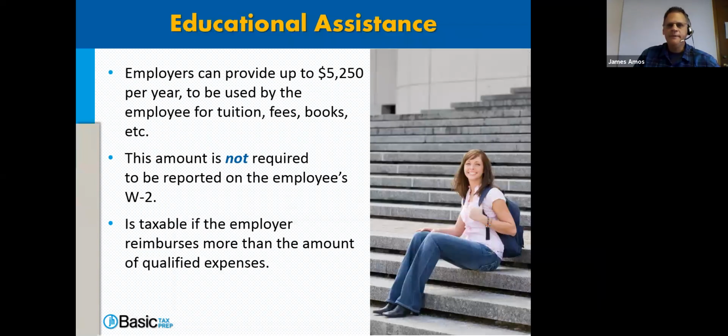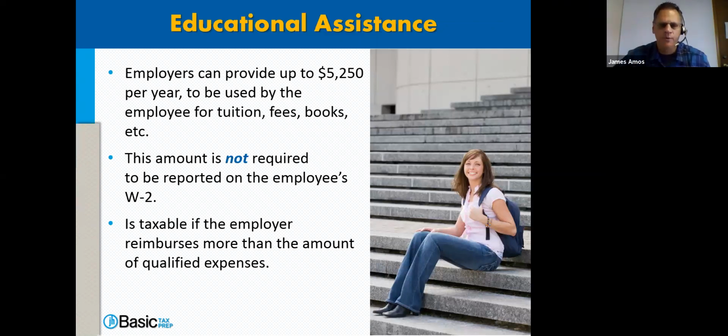Okay. Let's talk about educational assistance. This one you'll run into much more than you will adoption assistance. Employers can provide a certain amount each year for the employee to use for tuition and fees and books and going to college. Now, this amount does not have to be included or reported on the employee's W-2. And that's because it's not going to be taxable to the employee. It is taxable to the employee, however, if the employer reimburses more than the qualified expenses.